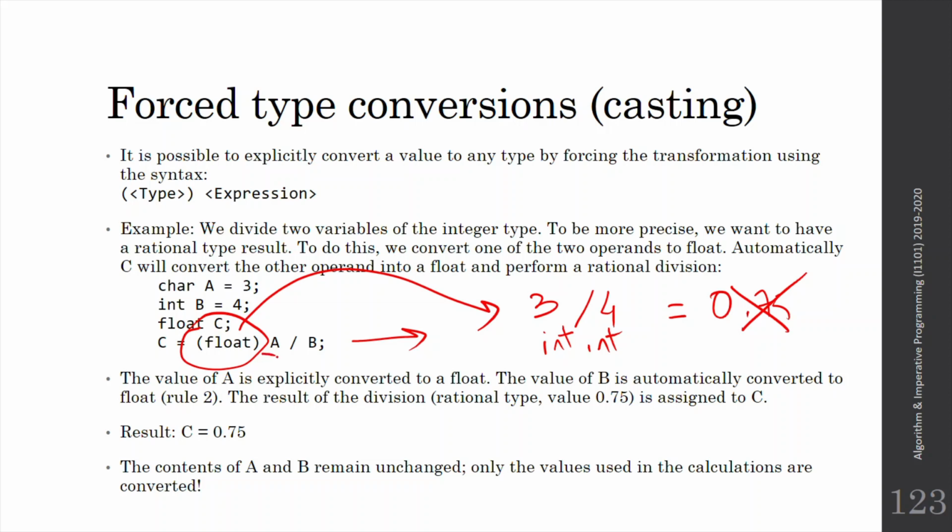So here a is no more integer, we will force it to be of type float. So what does it mean? It means that now the value of a will remain of type character, but however the value that we will use in this expression will be considered as a float. So 3.0, this one is no more integer, so it's a float now. So float over integer, so this one will be converted to float since float is more powerful, and we will end up with the value of 0.75.